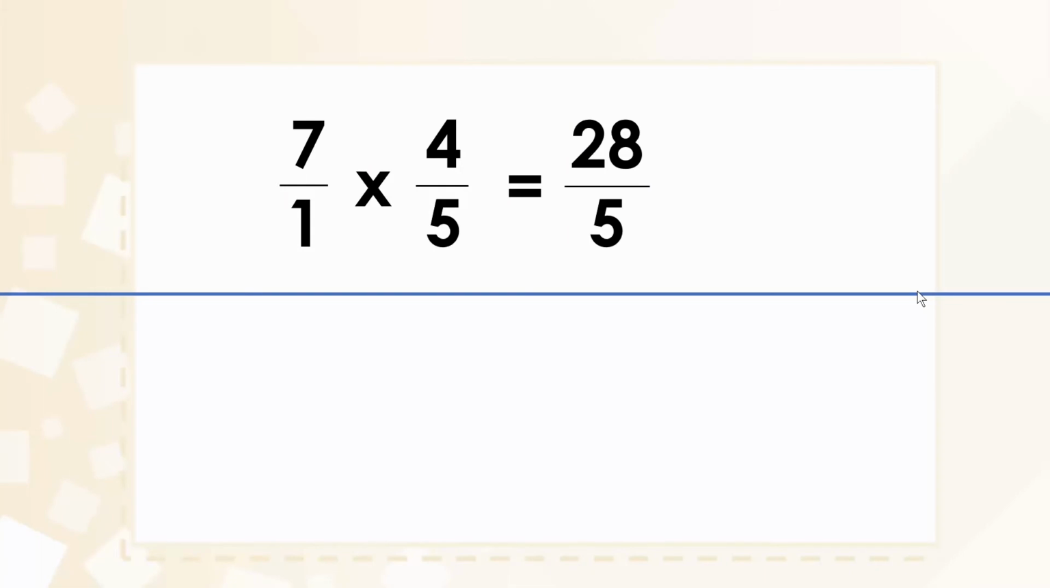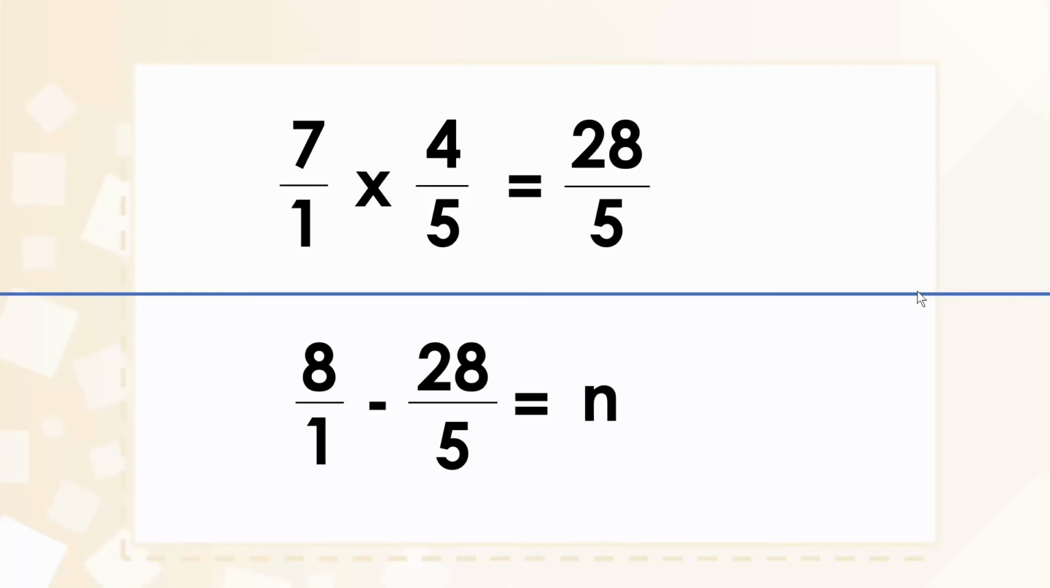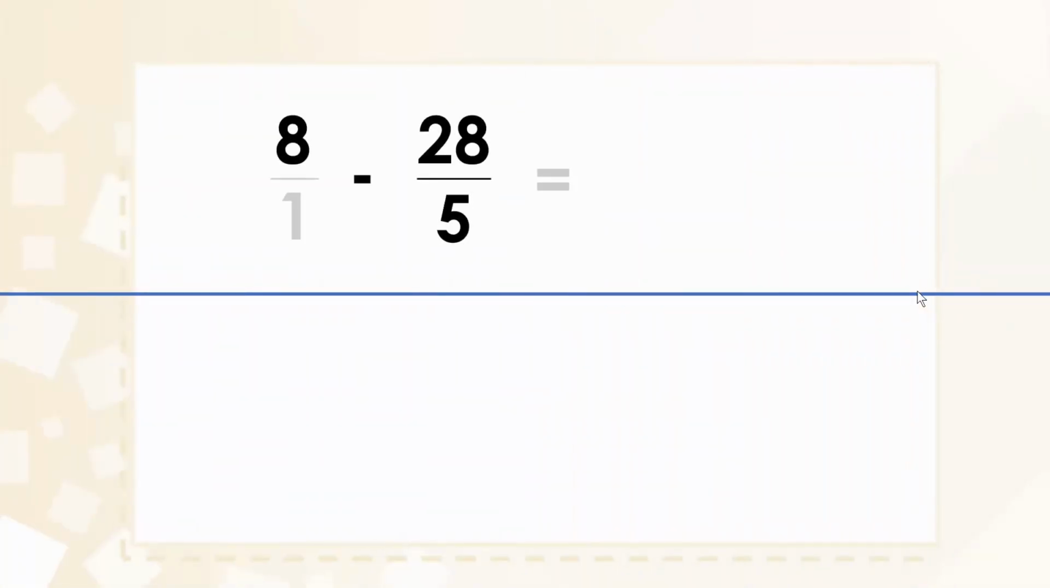To get how many more cups of peanuts are needed to complete the 8 cups of peanuts, we need to subtract 28 over 5 from 8. So that is 8 minus 28 over 5. In this case, we cannot simply proceed to the subtraction of 8 over 1 minus 28 over 5 because the denominators are not alike. We have dissimilar fractions. So we need to look for the LCD of the denominators of 8 over 1 and 28 over 5. What do you think is our LCD? Correct, it's 5.